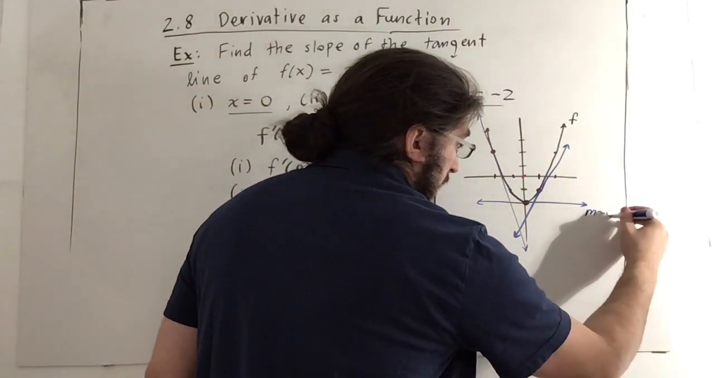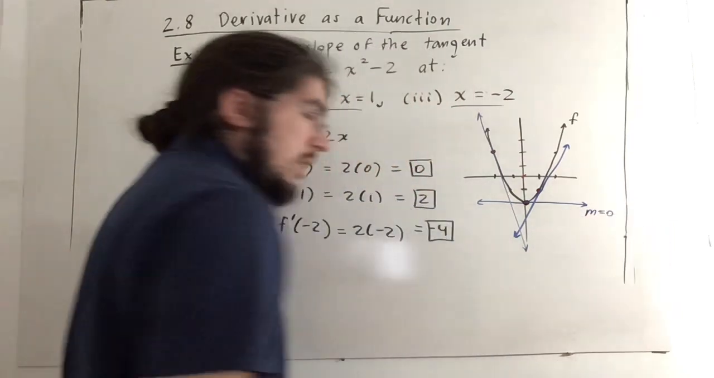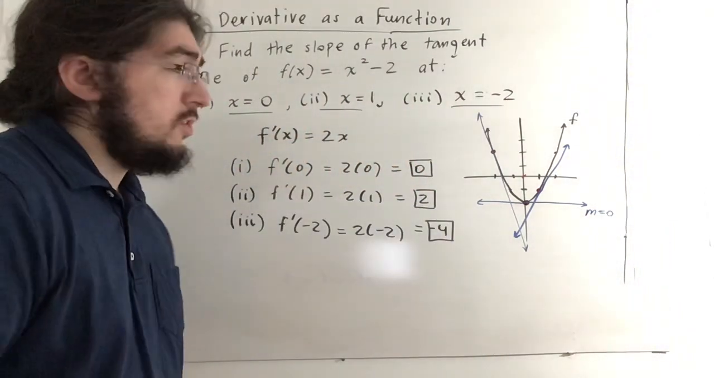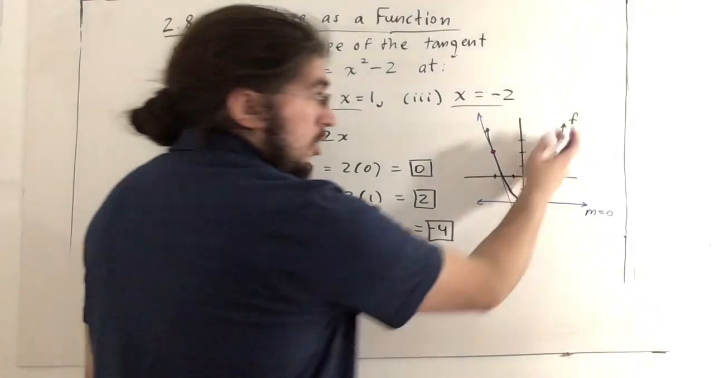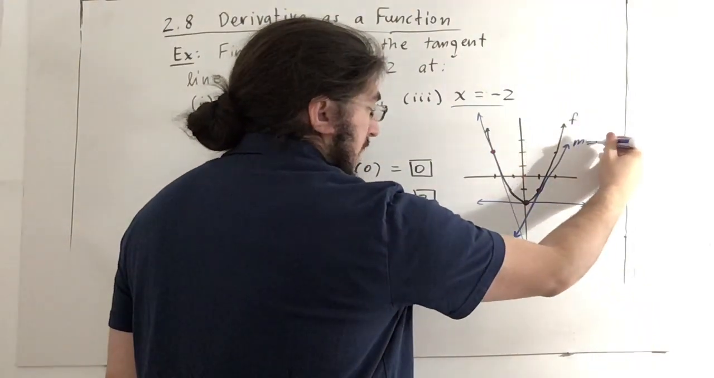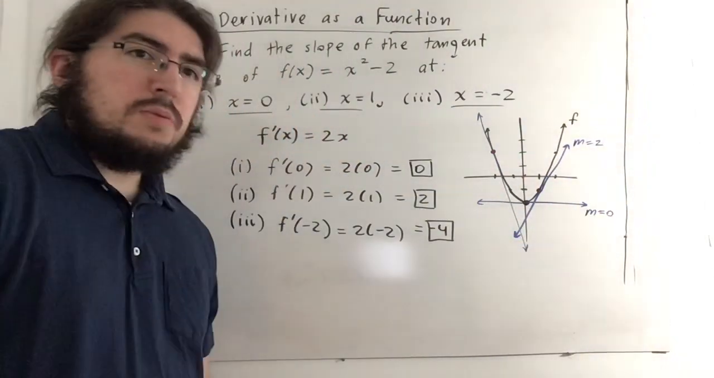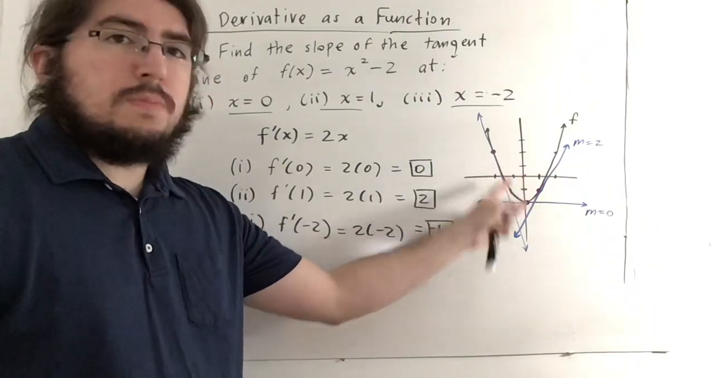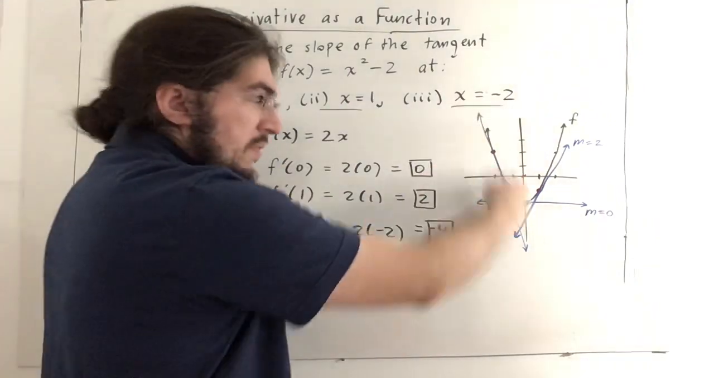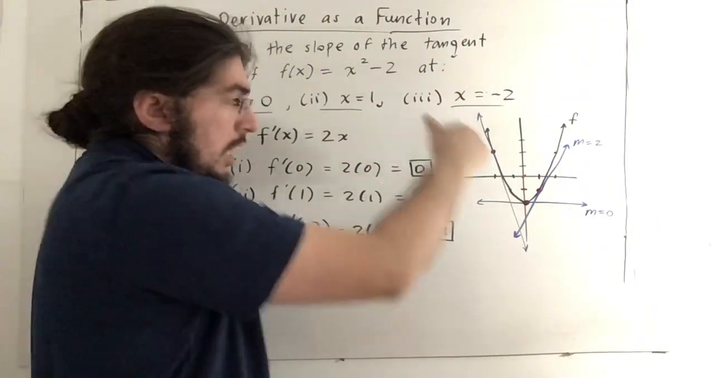So I have these lines, and here's what we've just shown algebraically: the slope of this horizontal line is 0. Of course, horizontal lines have slope 0, so that makes sense. This tangent line has slope 2, which makes sense. It looks like it goes up 2 and over 1. And this one is definitely negative because it goes down and over as opposed to up and over.